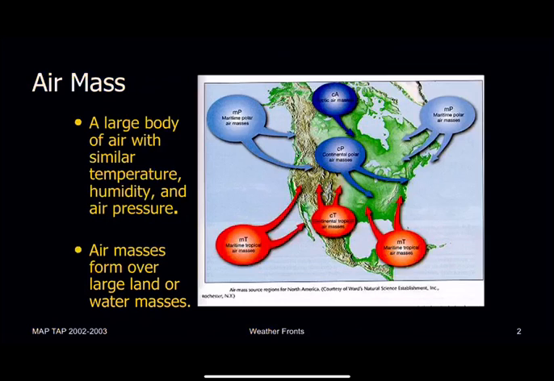So what is an air mass? An air mass is a large body of air with similar temperature, humidity, and pressure. Air masses form over large land or large water masses. If you look to the picture on your right, you will see different types of air masses.